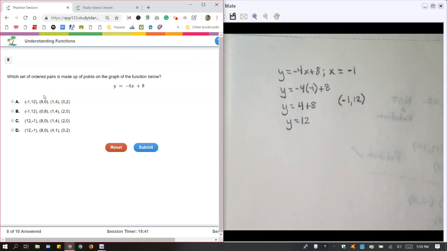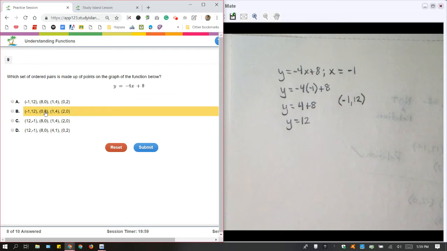And we have A and B. Now, that doesn't necessarily mean that (12, -1) is not one of our points, but we're assuming that they're trying to trip you up here. And if I just do a quick common sense check, -4 times 12 is -48, and -48 plus 8 is -40. So C and D are not anywhere close. Let's try the next one.